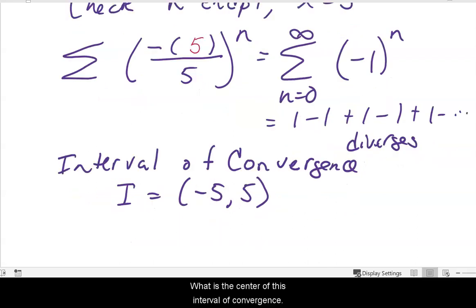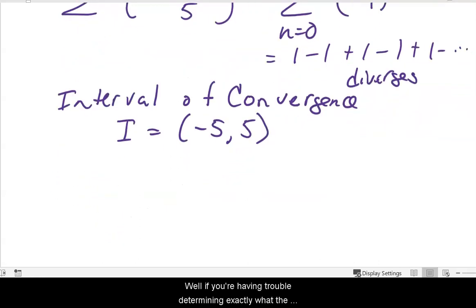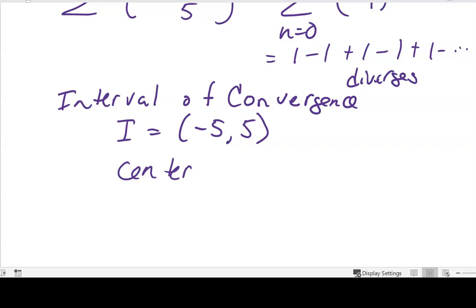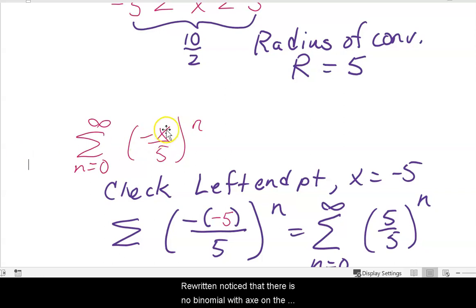What is the center of this interval of convergence? Well, if you're having trouble determining exactly what the center is, notice that the center is the center of the interval. The number that's halfway between negative 5 and 5, that's 0. The center of this power series is 0. You can also tell by looking at the original form. When I have it rewritten, notice that there is no binomial with x on the inside. Therefore, the center is obviously 0.